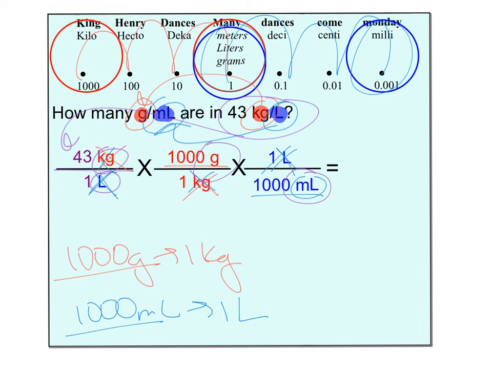So you go through and do the math, 43 times 1,000 divided by 1,000, you get 43 grams per milliliter. Check your sig figs, 1, 2, 1, 2, good to go. Ignore these, they are all exact. So you're basically doing 2 conversions in 1 problem in this example.